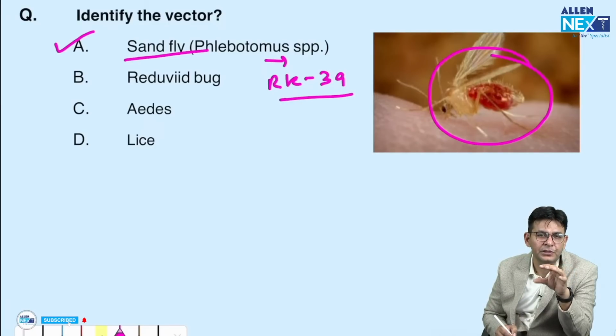Ranbir Kapoor has turned how much? 39 years. Remember like that. And developed Kala Azar.